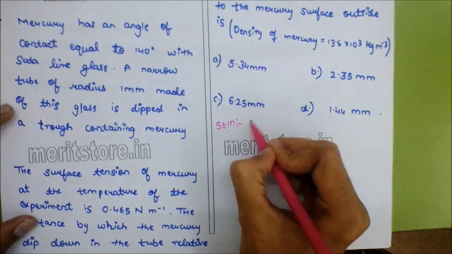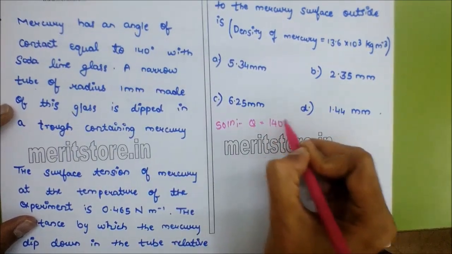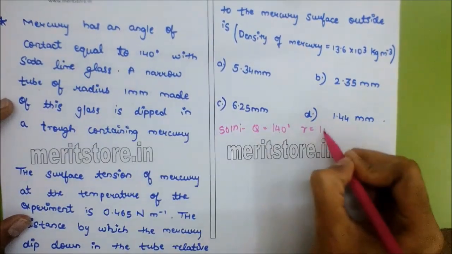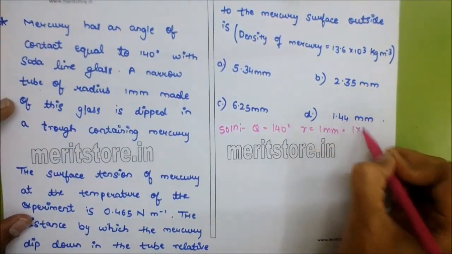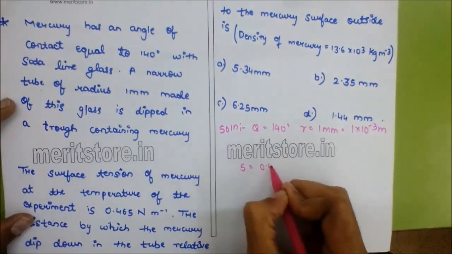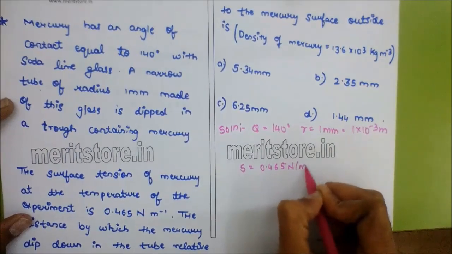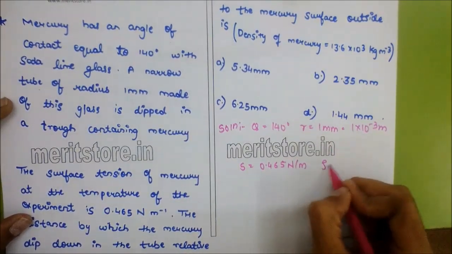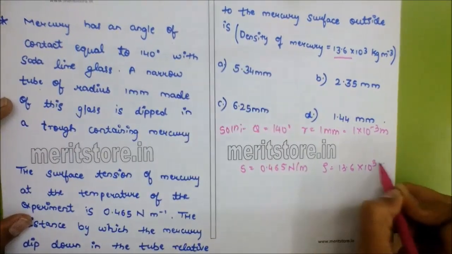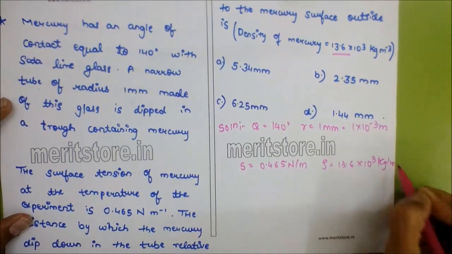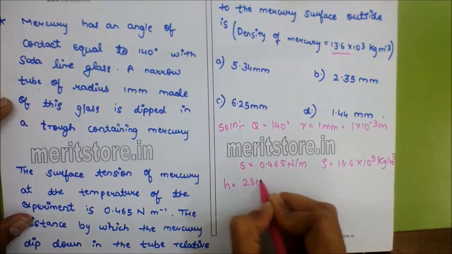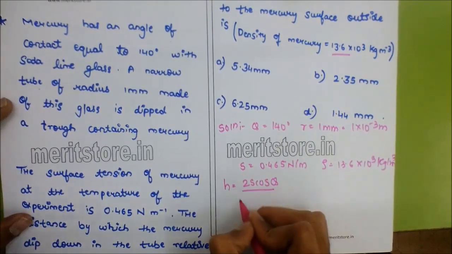So basically we have theta, which is the given angle of contact, that is 140 degree. Then we have r, which is the radius, that is 1 mm. We can convert it as 1 into 10 raised to minus 3 meters. Then we have the surface tension of the mercury, 0.465 Newton per meter. Then we are given the density of mercury, 13.6 into 10 raised to 3 kilogram per meter cube.